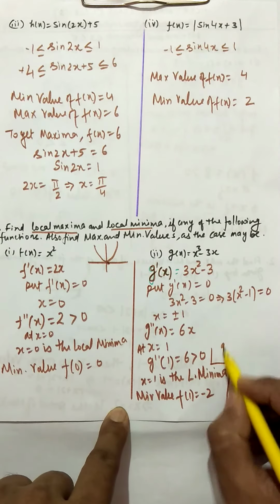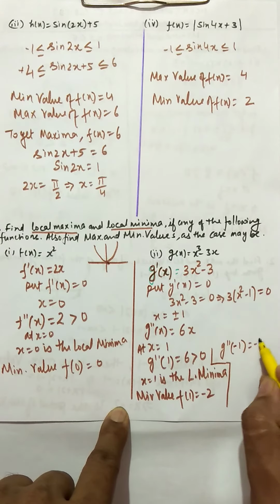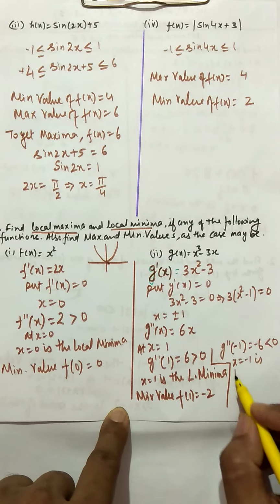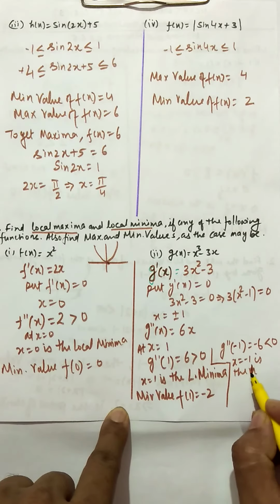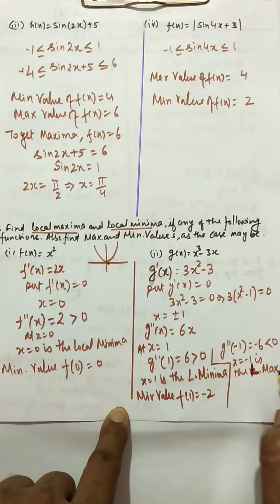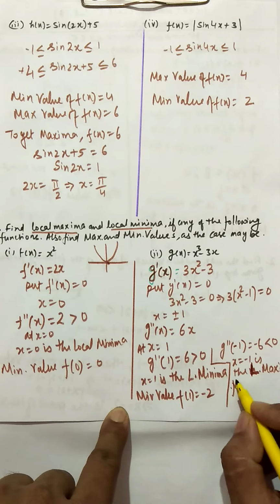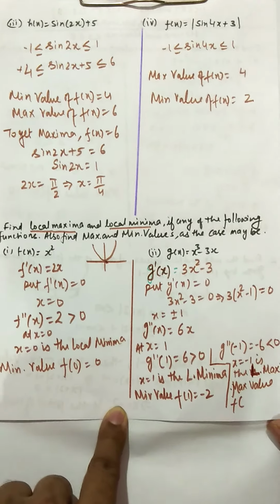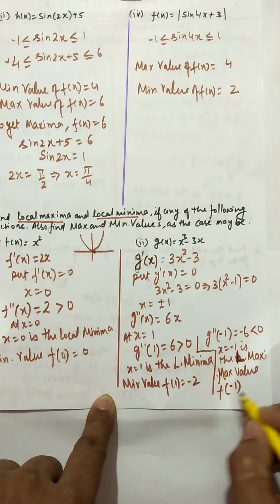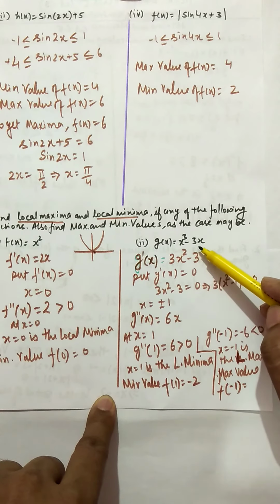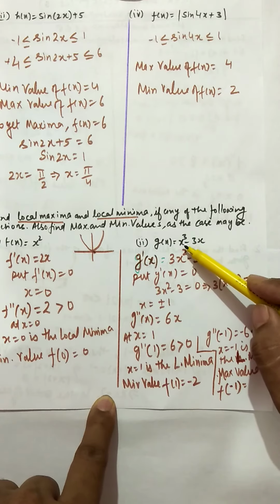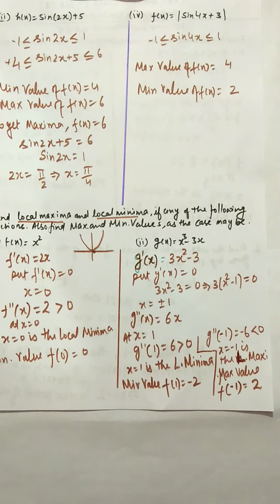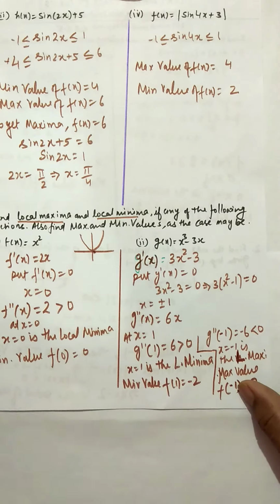Next, g''(-1) you put, this is going to be minus 6, which is less than 0. So you can say x equal to minus 1 is the local maxima, and the maximum value you will obtain if you put g(-1). So it's going to be minus 1, and this is going to be plus 3. So minus 1 plus 3, this is going to be 2. So that is how you can find local maximum and local minimum values.